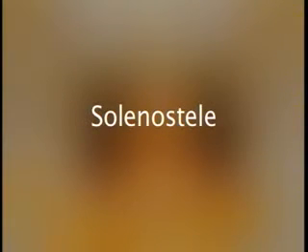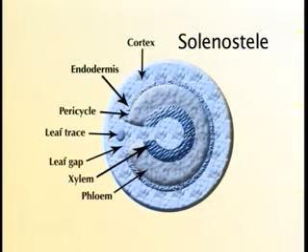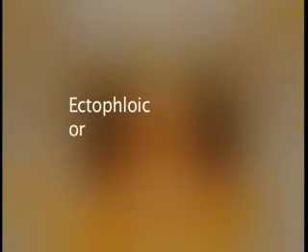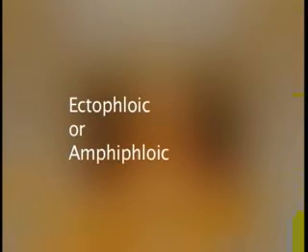Now the solenostele. This is similar to siphonostele in having a central pith, but differs in producing leaf gaps whenever leaf traces originate. Thus, due to production of leaf gaps, the cylinder becomes dissected at places. This type of solenostele may be ectophloic or amphiphloic depending upon the type of siphonostele from which it is produced. Such plants where leaf gaps occur in the vascular cylinder are called megaphyllous.